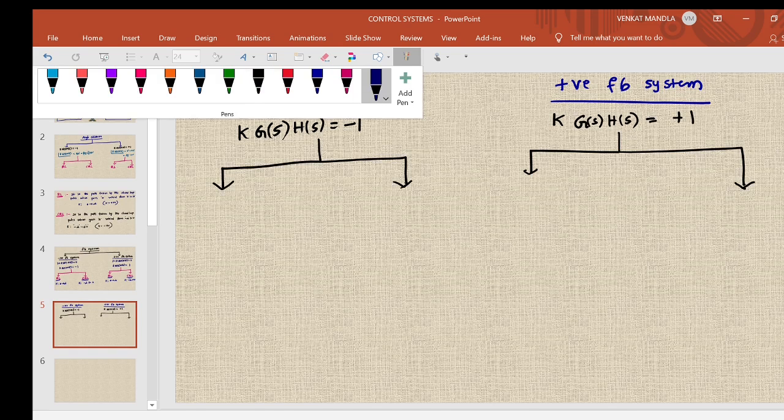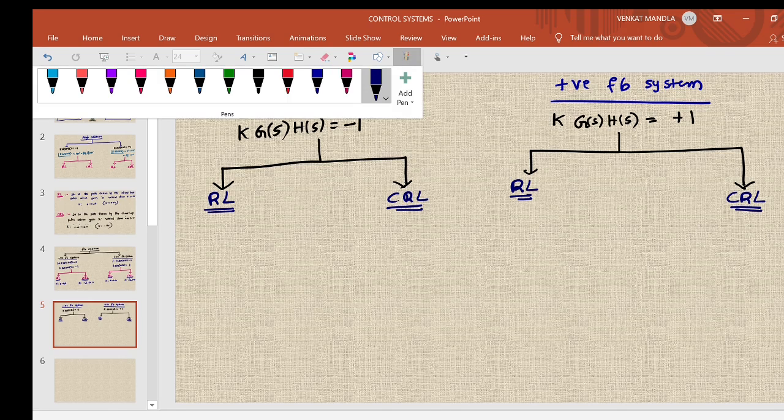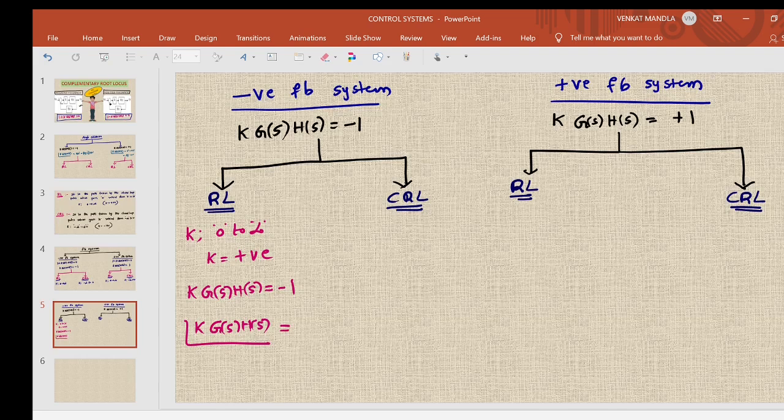What happens when gain K is varied from 0 to infinity? I am drawing a root locus. Second, the complementary root locus. In root locus, the gain K is varied from 0 to infinity. That is, K is positive and K G(s)H(s) equal to minus 1. K is positive. What will we get? Angle criterion: we will get 180 degrees or (2q plus 1) times 180 degrees.